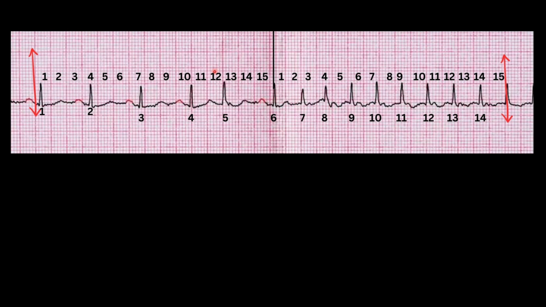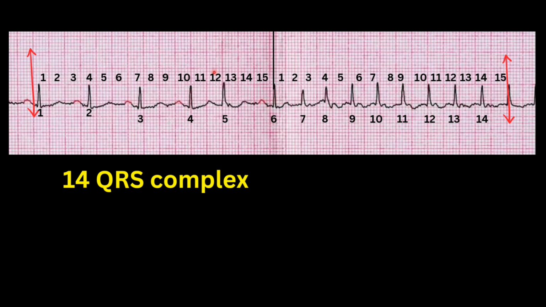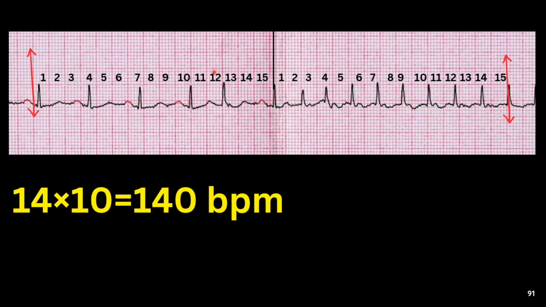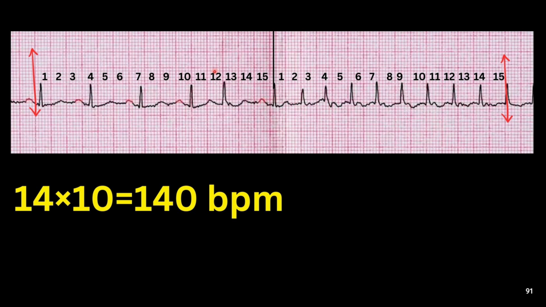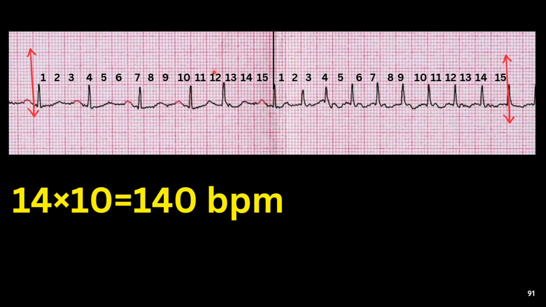So we will calculate the number of QRS complexes present in this 6-second strip: 1, 2, 3, 4, 5, 6, 7, 8, 9, 10, 11, 12, 13, 14, and we won't count the 15th one because it is outside the last box. So basically we have 14 QRS complexes. 14 multiplied by 10 is 140 beats per minute. So the rate of this ECG is 140 beats per minute.